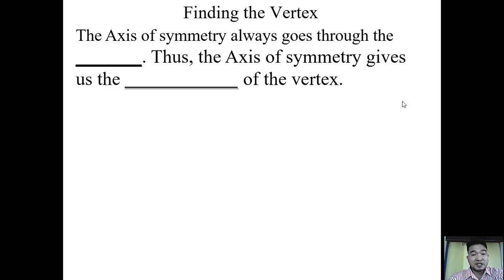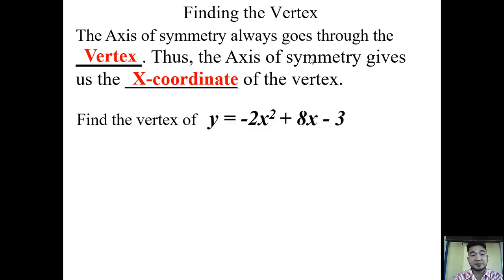Next, you find the vertex. The axis of symmetry always goes through the vertex. That's correct. Thus, the axis of symmetry gives us the x coordinate of the vertex. Of course, if you already have the value of the axis of symmetry, then you already have the x coordinate of the vertex.